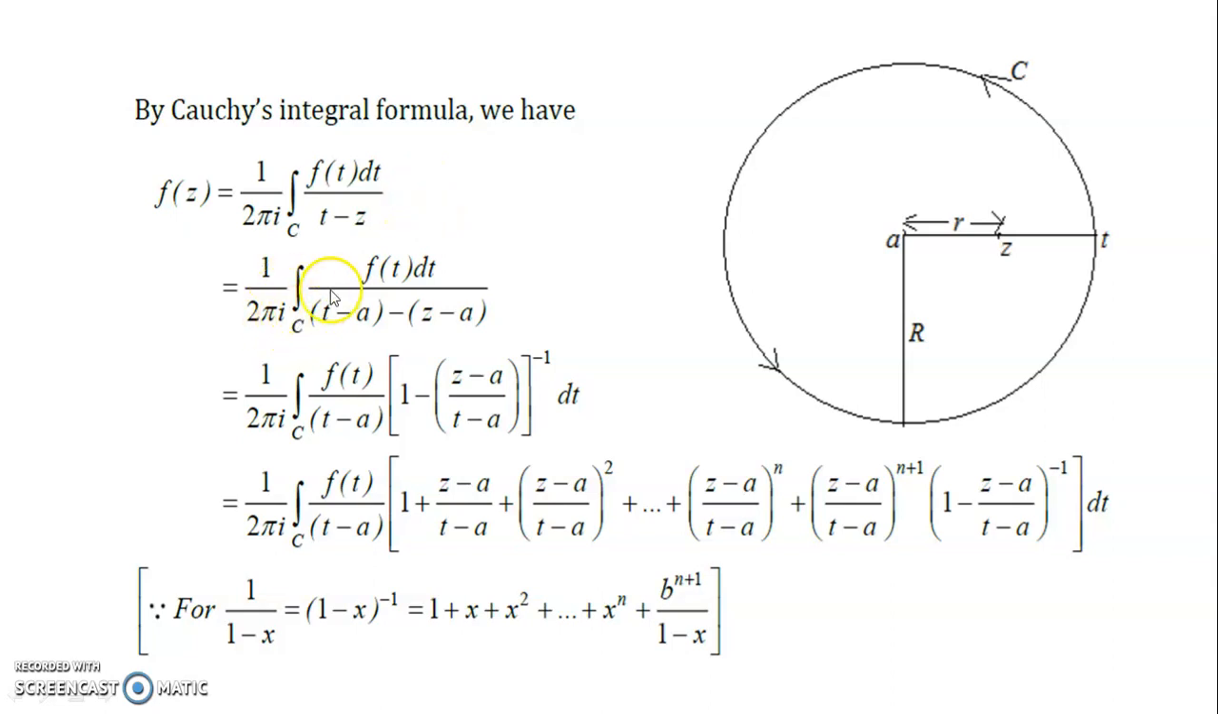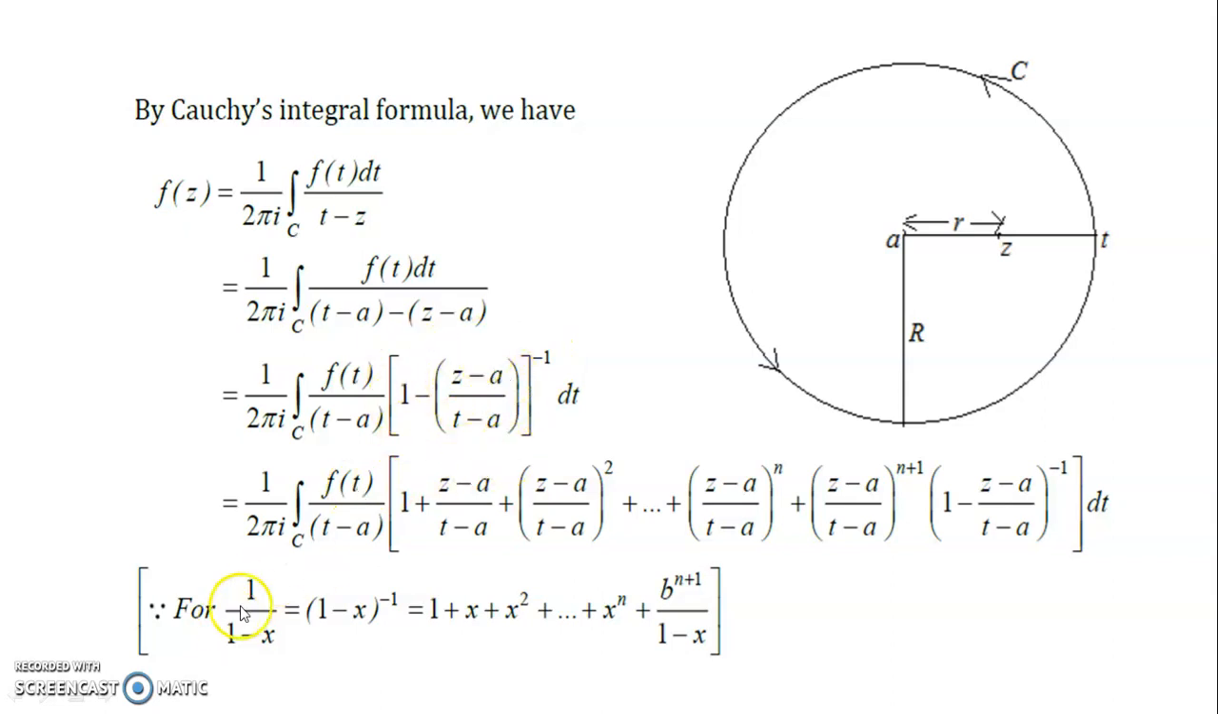So now we add and subtract a in this t minus z, since we want to bring it to this form. Then we take t minus a outside in the denominator. So obviously this is 1 minus (z minus a) divided by (t minus a), to the power minus 1, because it is in the denominator, so the power is minus 1.